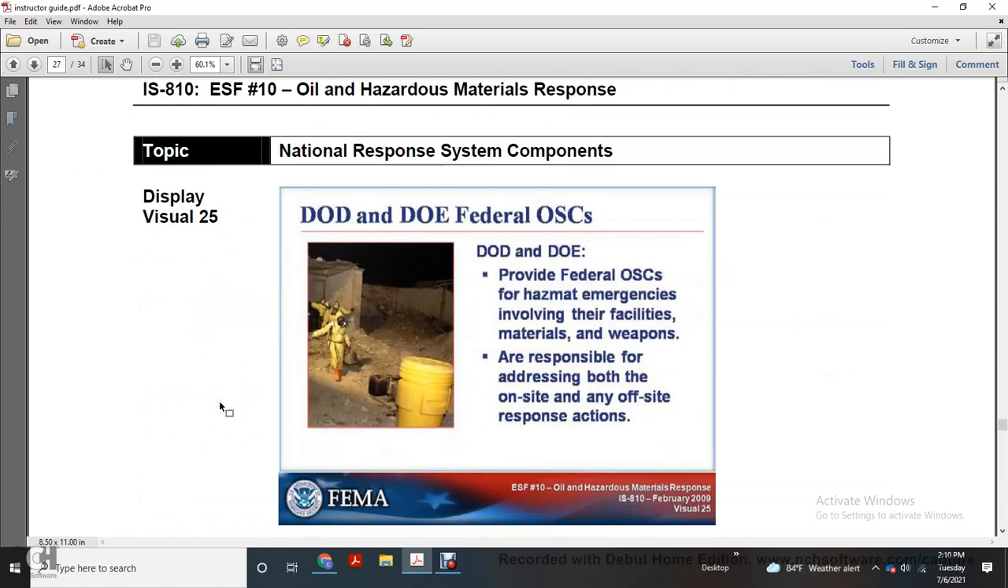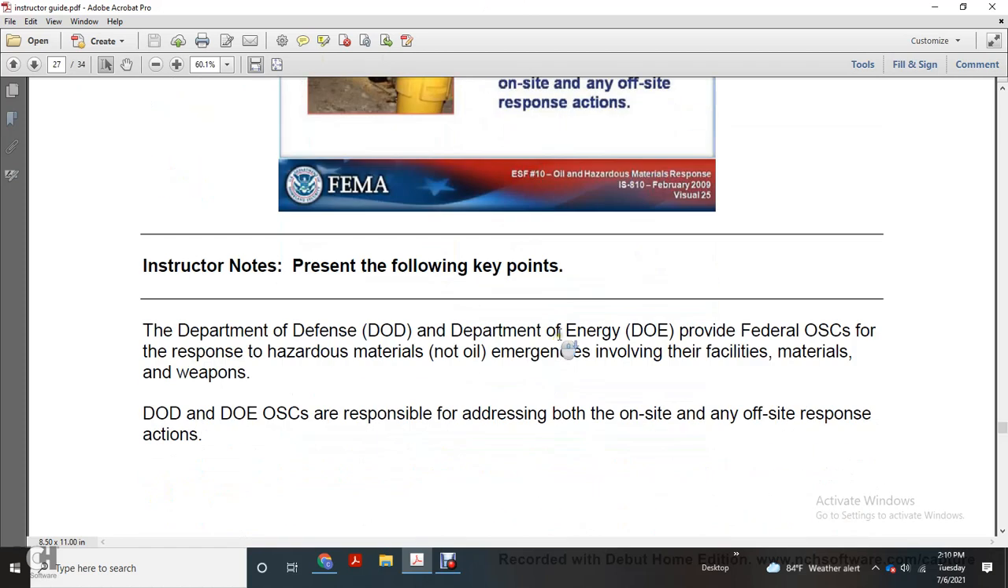Display visual number 25. Department of Defense and Department of Energy federal on-scene coordinators. The Department of Defense and the Department of Energy provide federal on-scene coordinators for hazmat emergencies involving their facilities, materials, and weapons. They are responsible for addressing both on-site and any off-site response actions.